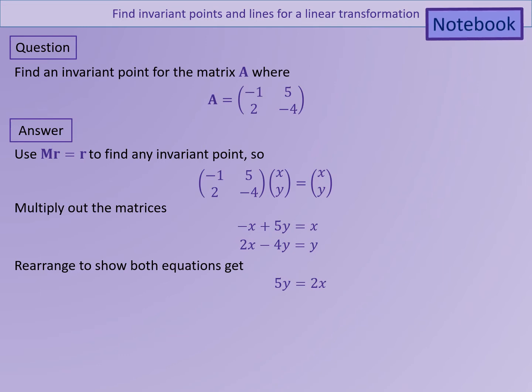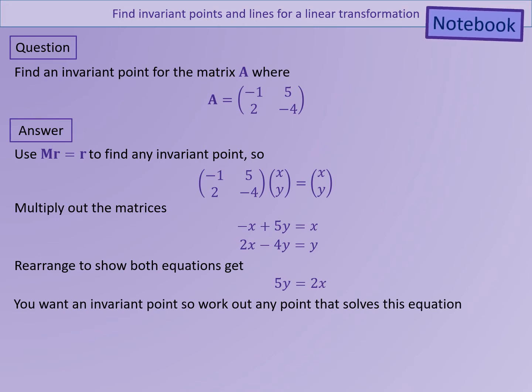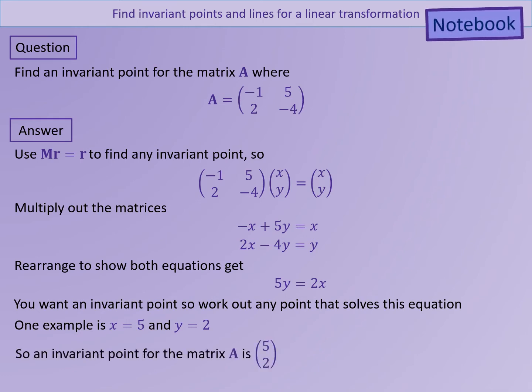So you could rewrite this, you could call it y equals 2/5 x if you wanted to. If we just want one invariant point, we could just choose any value of x and y that satisfies that. You might choose x equals 5, y equals 2, because subbing that in would give you 10 on both sides. So an invariant point for that matrix is (5, 2). And more generally, any point along the line 5y equals 2x or y equals 2/5 x would be an invariant point.